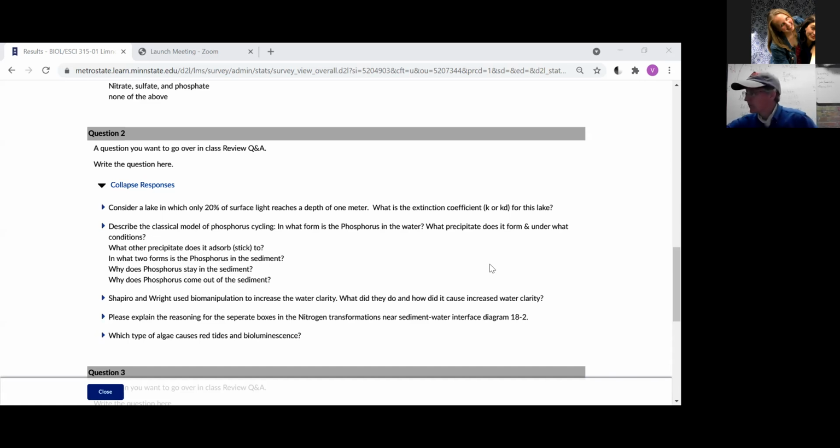Looking at my Jeffrey, looking at the participants list for hands up. Okay. Shapiro and Wright used, and if you have questions, you can ask later too.